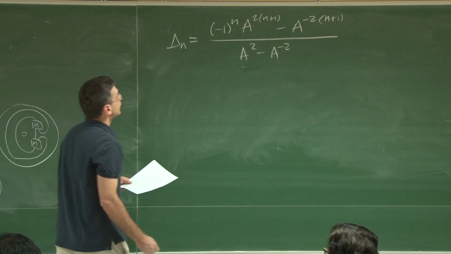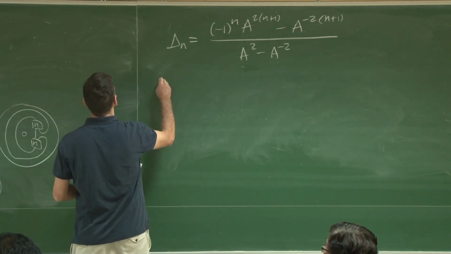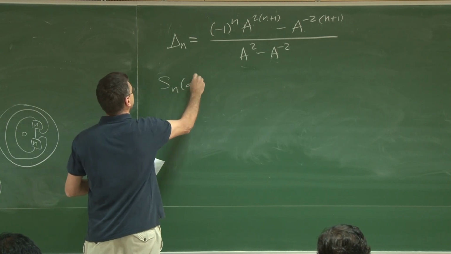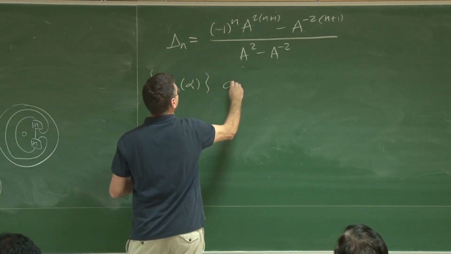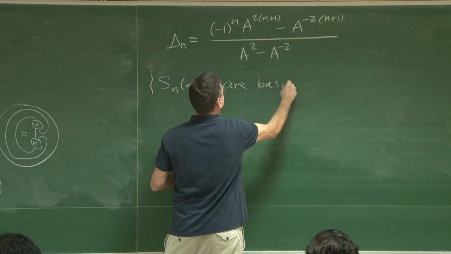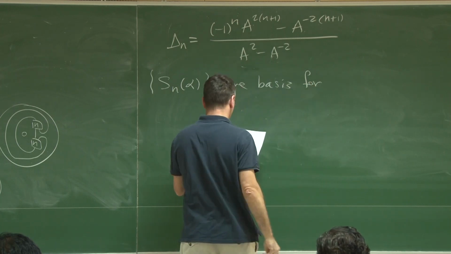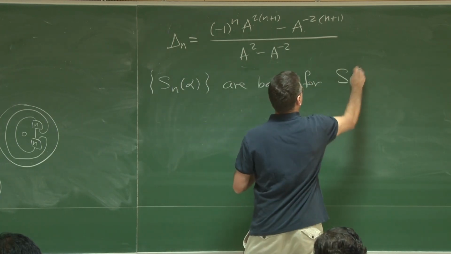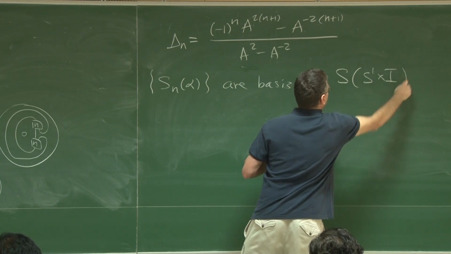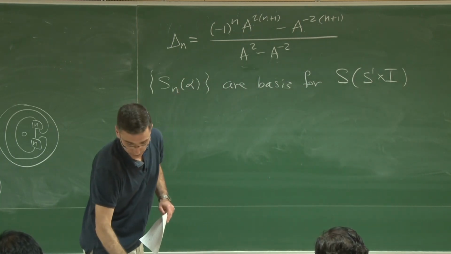And what's more, it turns out that these Sn alphas are a basis for the Skein algebra of the annulus.